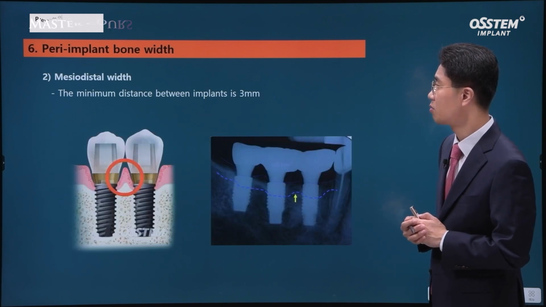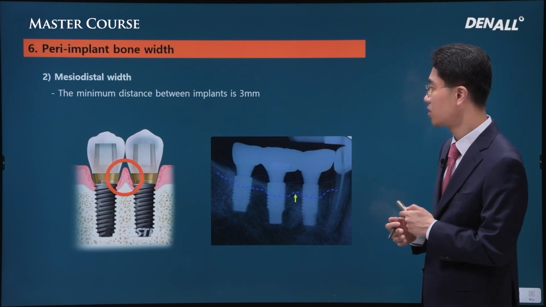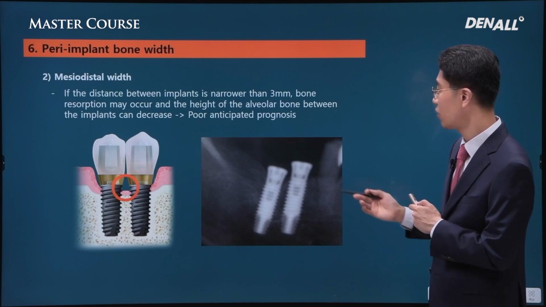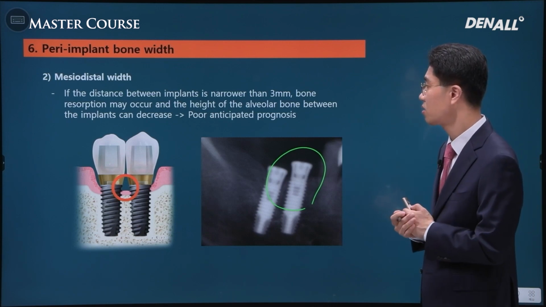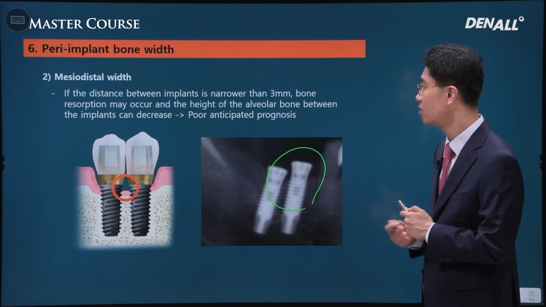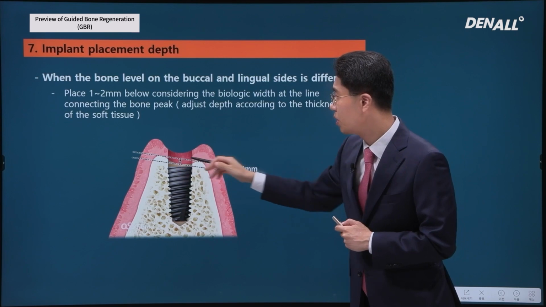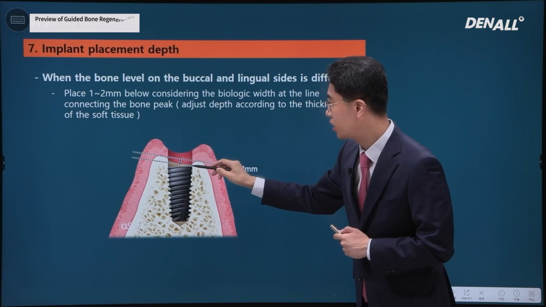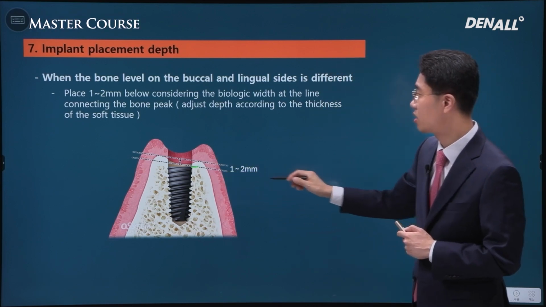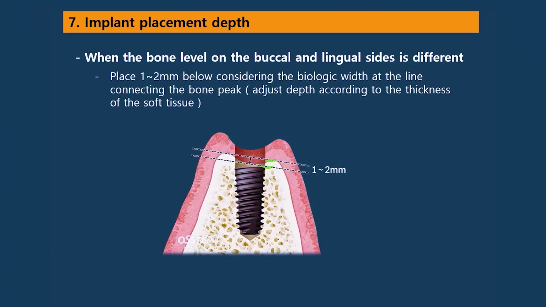If it is narrower than that, then bone in between can be resorbed. In order to prevent this kind of situation, when you place implants, you need to make appropriate considerations. You need to adjust the inter-implant distance. If the buccolingual bone height is different, you need to place the implant 1 or 2 millimeters below, considering the biologic width at the line connecting the bone peak. Implant needs to be placed deep. That is the general standard.